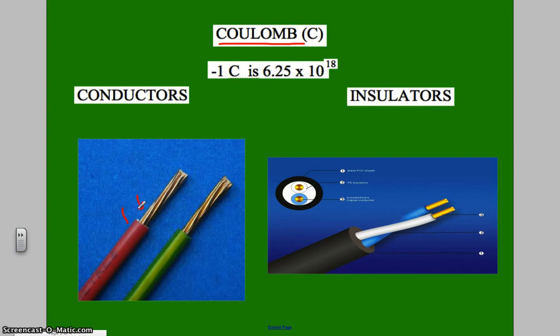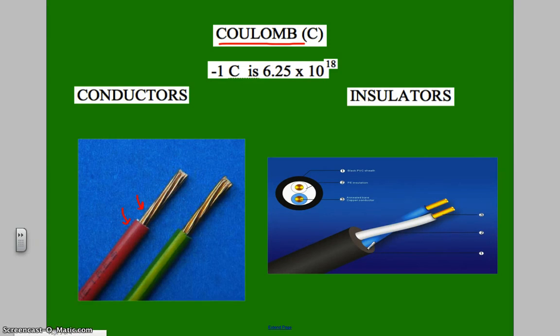The wires are the conductors, but the insulators do not transfer charges easily. The plastic around the wires of an electric cord is an insulator. You can see it here. The cord's here, the plastic around it, and even more plastic around it. They're insulators. Cardboard and glass are also insulators.